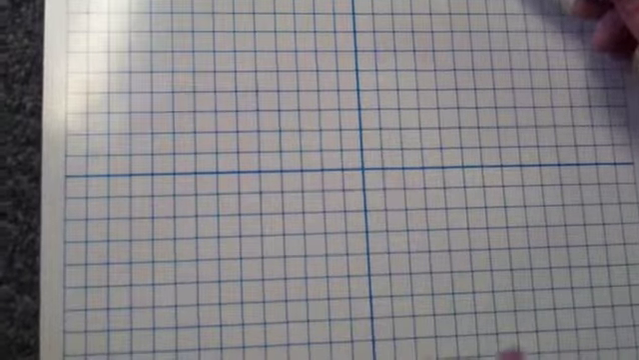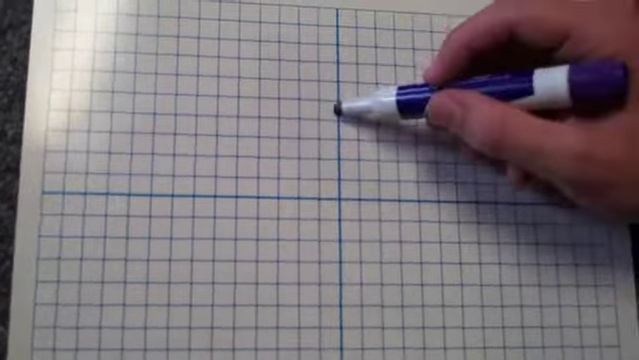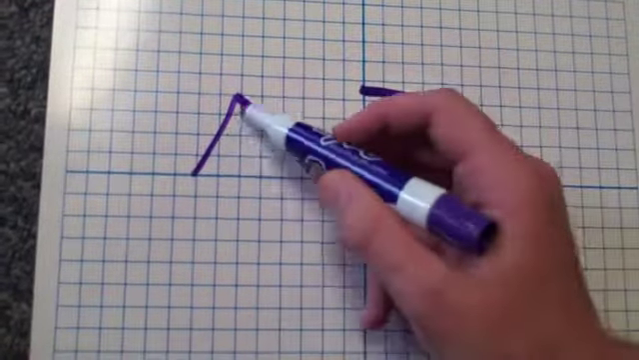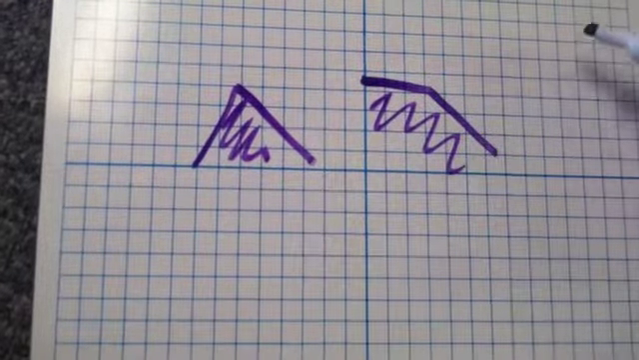Density curves don't always have to look like that though. A density curve could be shaped like this, could be shaped like that. But the area is still always going to be 1 underneath it.